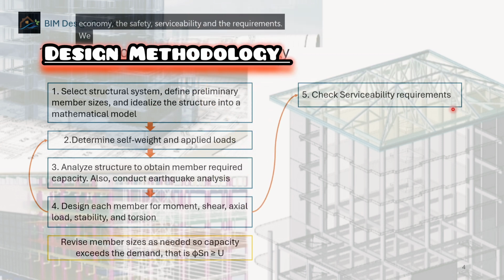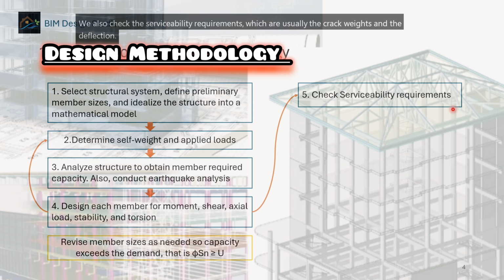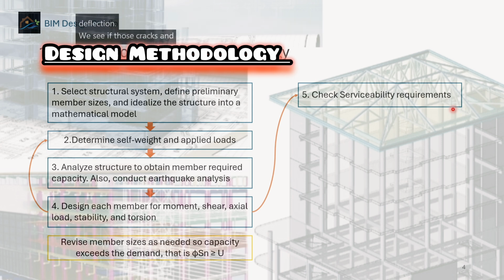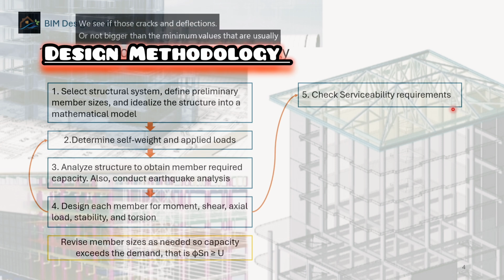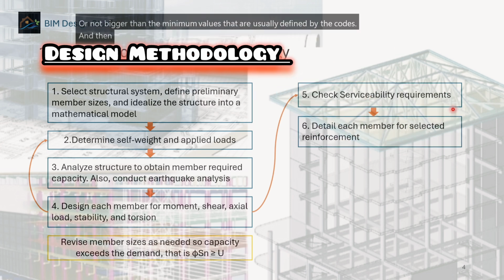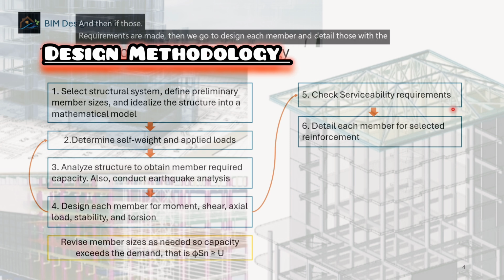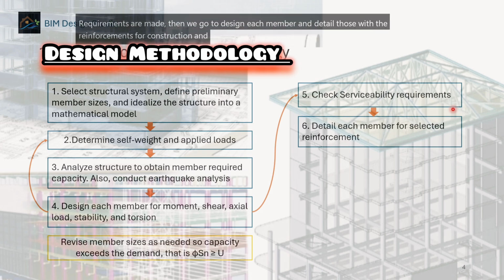We also check the serviceability requirements, which are usually the crack width and the deflection. We see if those cracks and deflections are not bigger than the maximum values that are usually defined by the codes. And then if those requirements are met, then we go to design each member and detail those with the reinforcement for construction, and then we prepare the construction drawings.